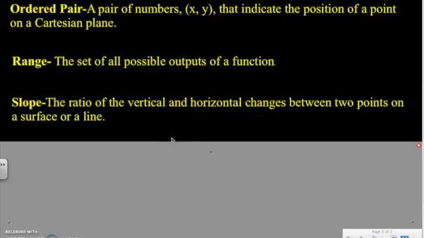Alright, slope is the word I talked to you guys about earlier. It's very similar to the average rate of change. It's the ratio of the vertical and horizontal changes between 2 points of a surface or line. It's going to be your rise over run, if you remember that from middle school. And that's going to be something that's really going to help us graph lines in this lesson.